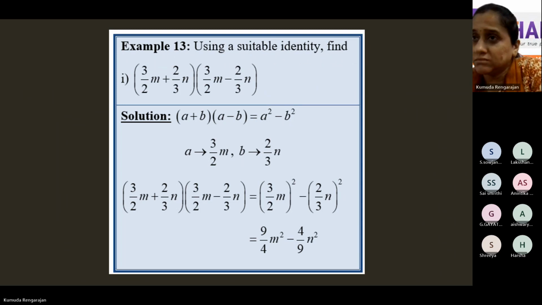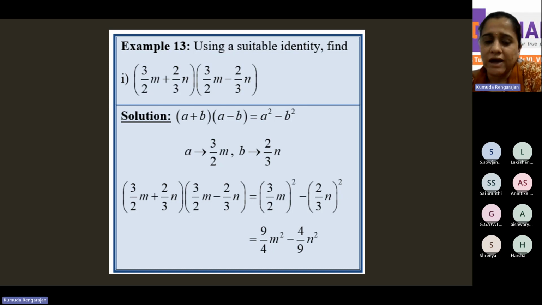They're unlike terms, no? It's m square and n square. After 9 by 4 m square, they're unlike terms, so you don't try to simplify them further at all. They're unlike, so you can just leave them like that.